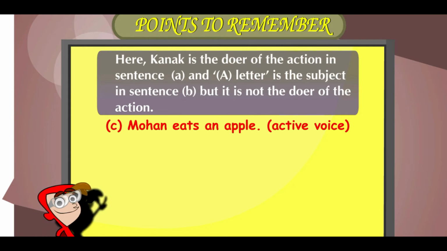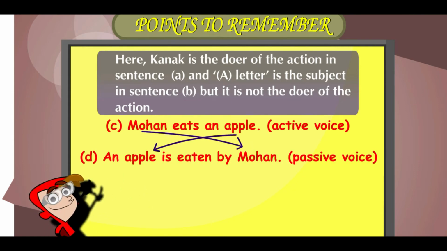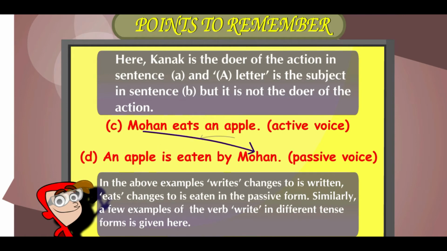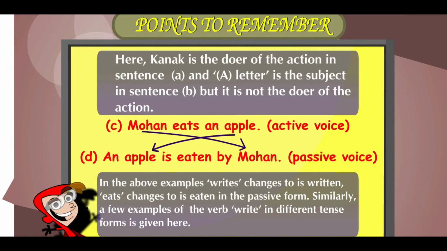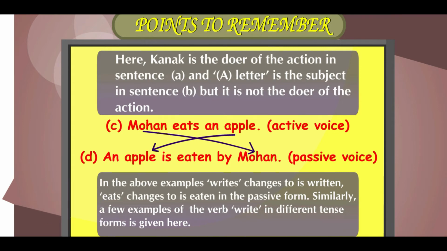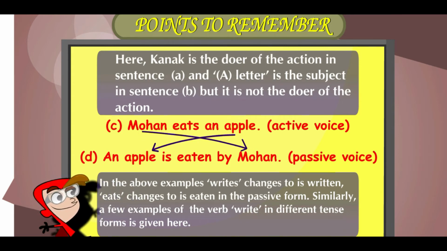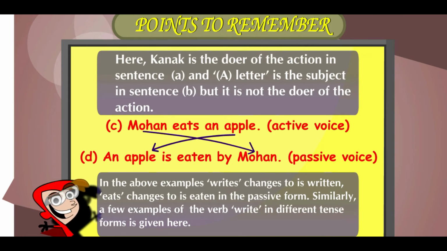C. Mohan eats an apple, active voice. An apple is eaten by Mohan, passive voice. In the above examples, writes changes to is written, eats changes to is eaten in the passive form. Similarly, a few examples of the verb write in different tense forms are given here.